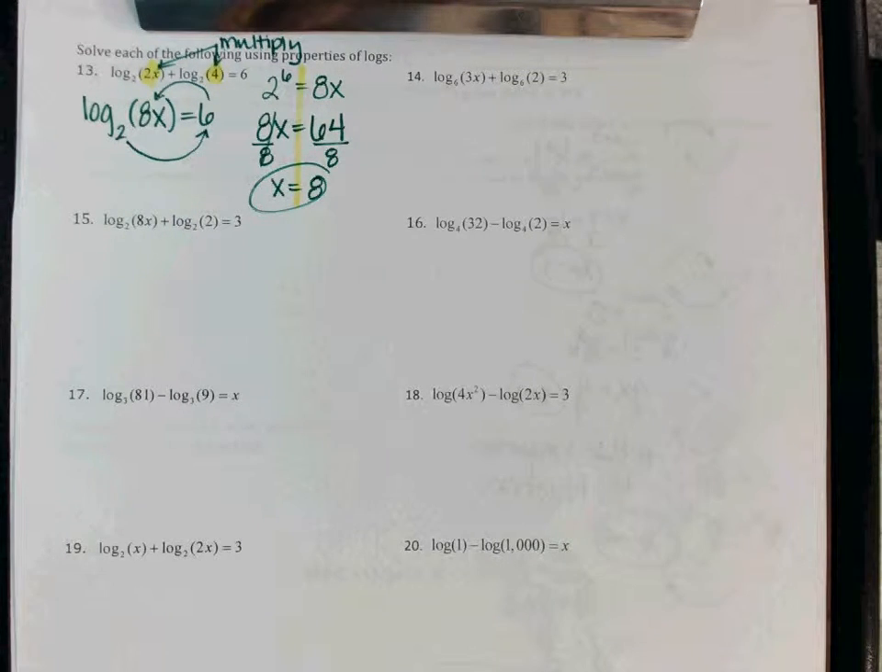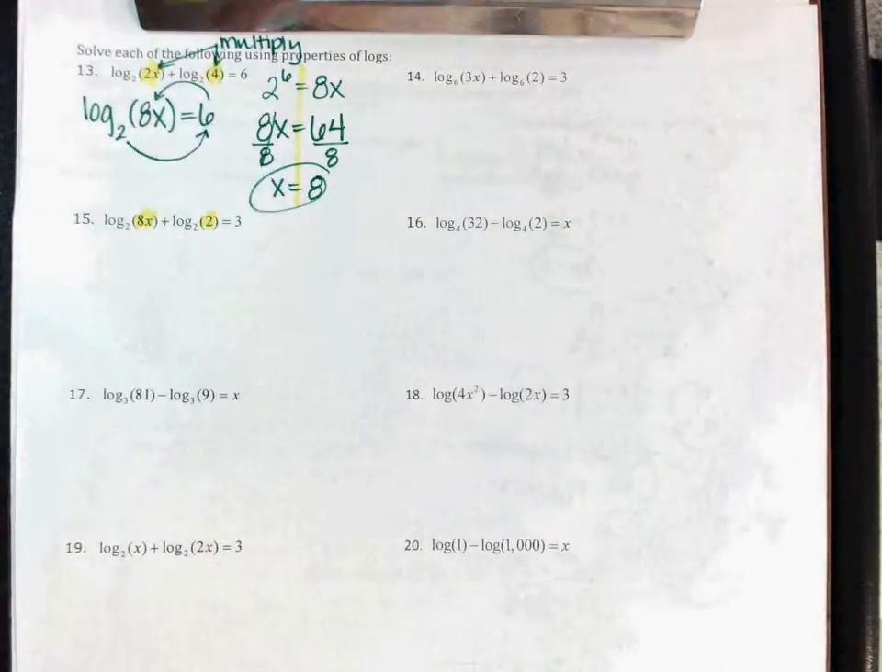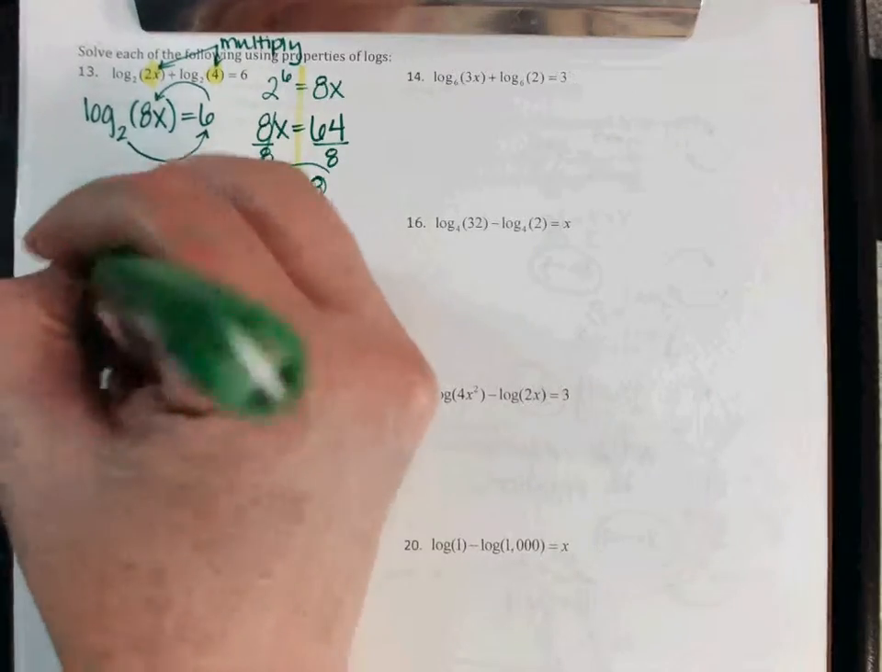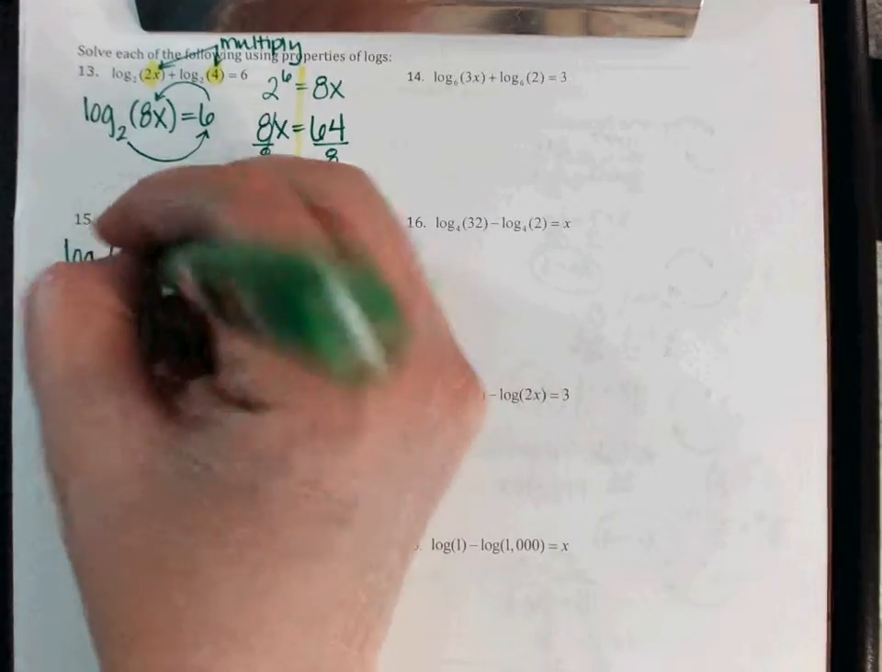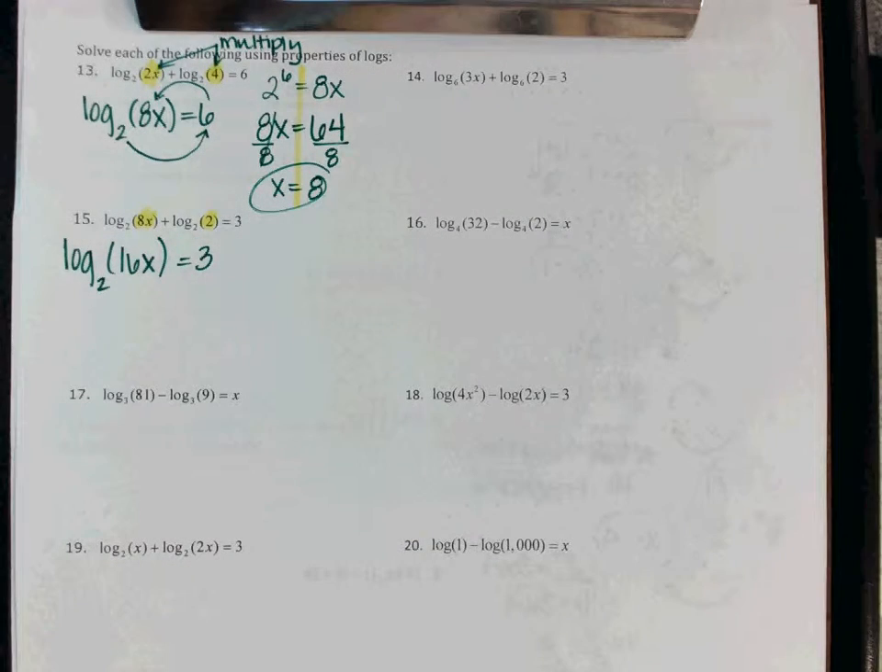Okay. Go down, please, to 15. Okay, what would you do on 15? You have addition in the middle? Yep, you'd multiply. Very good. So 8x times 2 gives me log 2 of what? 16x. Very good. Equals 3. And then from there you're going to loop it.